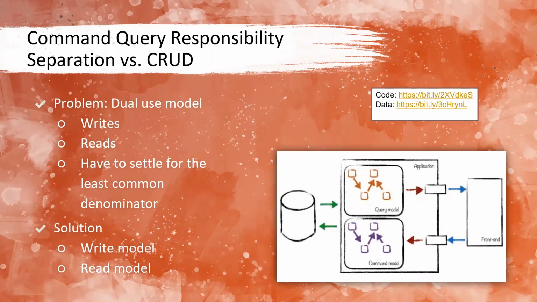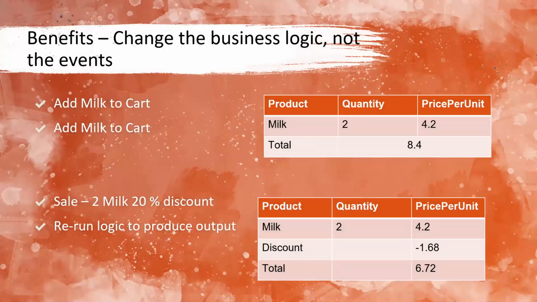I'm not going to go too deeply into that. That said, let's see if I can get slightly deeper into the topic. Now, here is a set of events that I have. This set of events is add milk to cart and again add milk to cart. This is the read-write model. I have 2 milks in my cart.